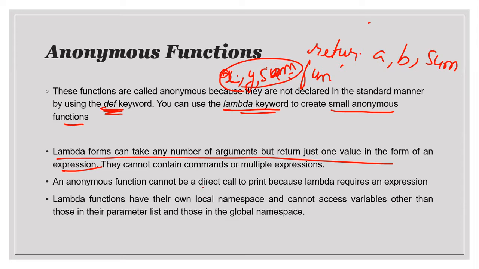An anonymous function cannot be a direct call to print because lambda requires an expression. As we know, in a lot of functions we just print with the function name and it prints a value, but we cannot do that with an anonymous function, because it requires an expression. Lambda functions have their own local namespace and cannot access variables other than those in their parameter list and those in the global namespace. What is local and global, we will study a little later in the coming slides.